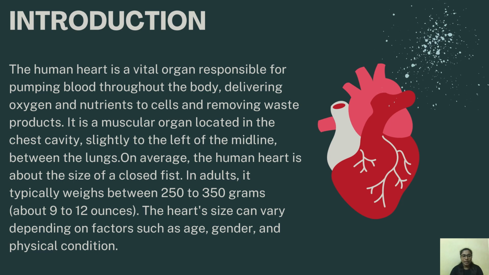The human heart is a vital organ responsible for pumping blood throughout the body, delivering oxygen and nutrients to cells and removing waste products. It is a muscular organ located in the chest cavity, slightly to the left of the midline between the lungs. On average, the human heart is about the size of a closed fist. In adults, it typically weighs between 250 to 350 grams. The heart size can vary depending on factors such as age, gender, and physical conditions.